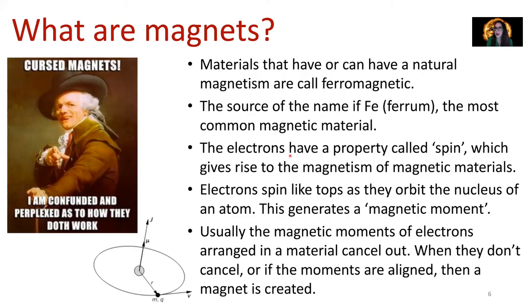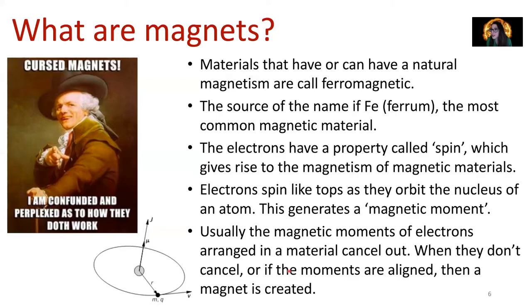All electrons have a property called spin, which gives rise to the magnetism of magnetic materials. So the electrons, as they're orbiting around the nucleus, can also spin like a top by themselves. And these electrons have a negative charge. This moving charge generates what we call a magnetic moment, but it kind of generates its own little magnetic field. Usually the electrons are arranged in a material such that the magnetic moments of the electrons will cancel each other out.